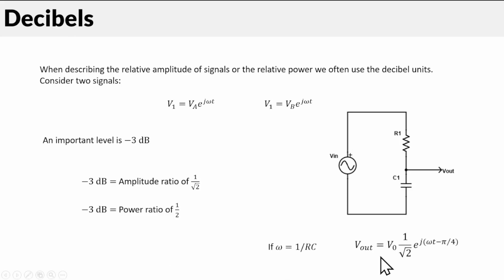And we've already seen that for this circuit, when omega equaled 1 over RC, the output voltage was 1 over root 2 times the input voltage. So the minus 3 decibel level occurs at this particular point.